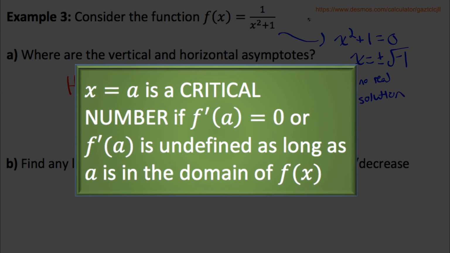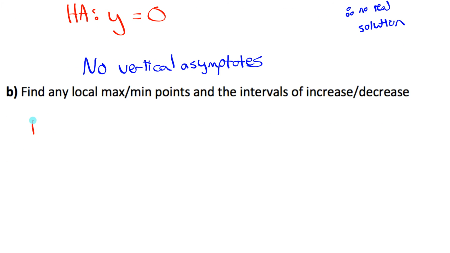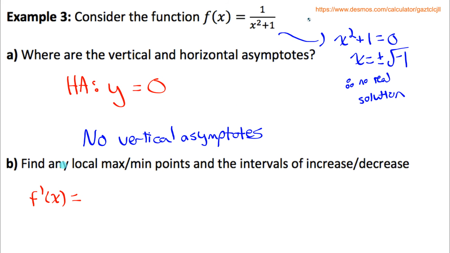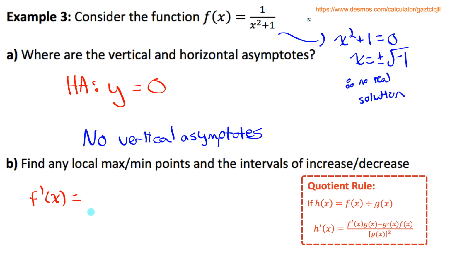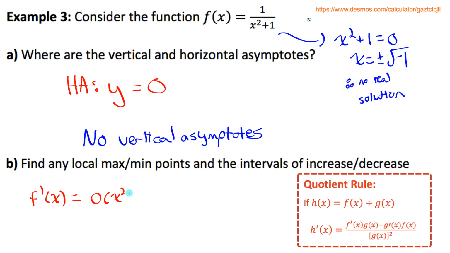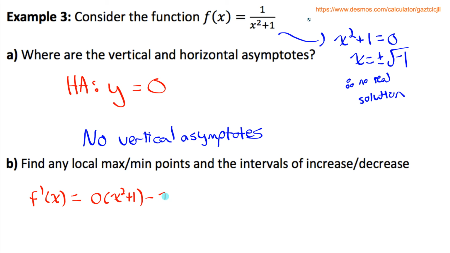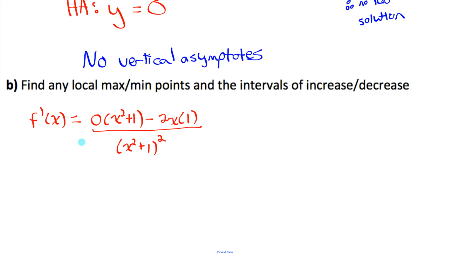Critical numbers are numbers that make the derivative be either 0 or undefined. So let's start by finding the derivative. So f prime of x equals, now this is a quotient, so I'll use quotient rule. Derivative of the numerator is 0 times the denominator minus derivative of the denominator times the numerator, all over the denominator squared. And then we'll simplify this. This would simplify to negative 2x over x squared plus 1 squared.